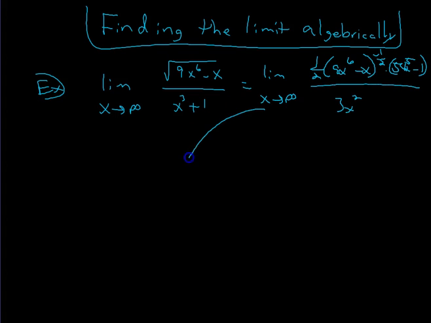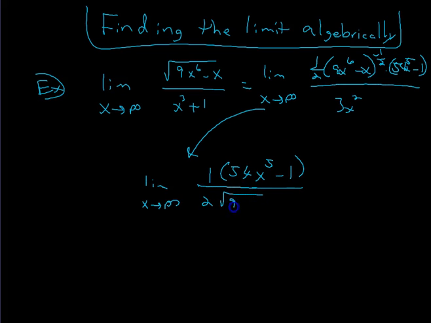If you try to simplify that even further, you get the limit as x approaches infinity of 1 over 2 times 54x to the 5th, subtract 1, over the square root of 9x to the 6th, subtract x, times 3x squared. If we test that, that limit is also infinity over infinity, which means we can try L'Hopital's rule again.